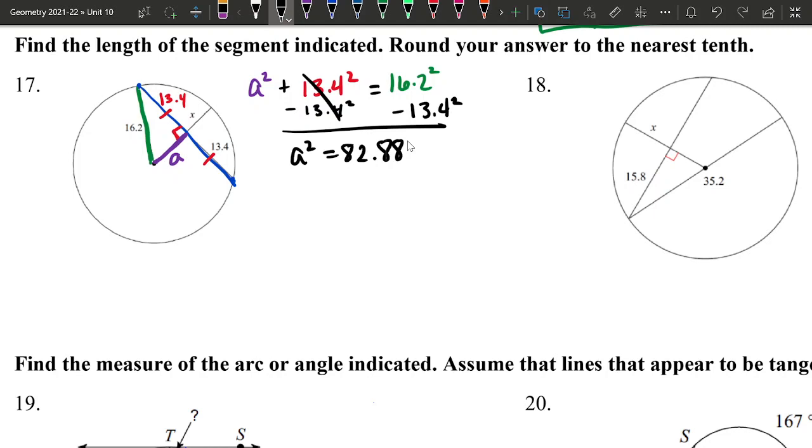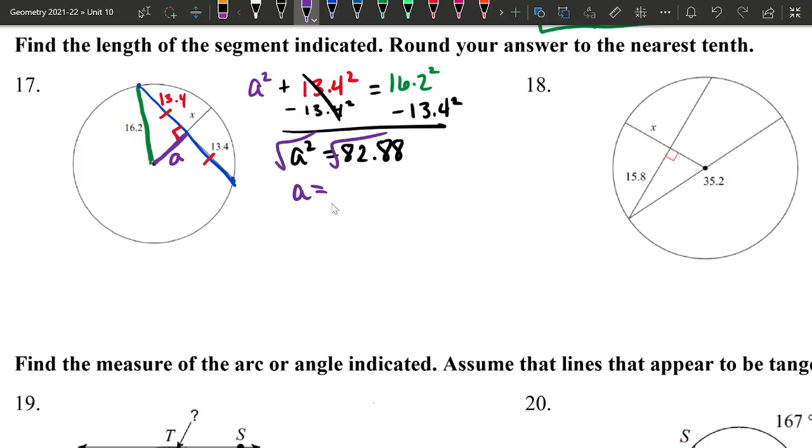So you need to make sure you give it at least one extra decimal space whenever you round before you get to the end result so that your rounding doesn't get messed up. All right, so I have A squared, but I need A, not A squared, because clearly that part of the triangle is not 82 if the longest piece is 16. So I need to take the square root.